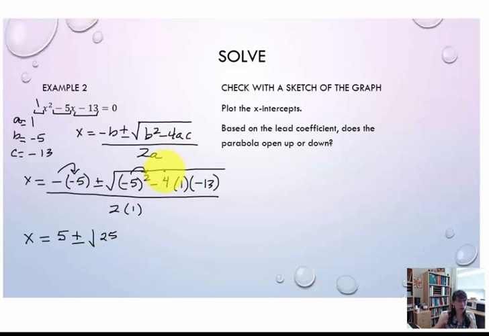Now we have 3 factors to multiply. Negative 4 times 1 times negative 13. Negative times positive times negative. So that means we will be adding something to 25. So when we multiply 4 times 1, we get 4, and 4 times 13 would be 52. So we'll be adding 52 to 25. In the denominator, 2 times 1 makes 2. Now let's add and see what we have under this radical. 25 plus 52 would make 77.